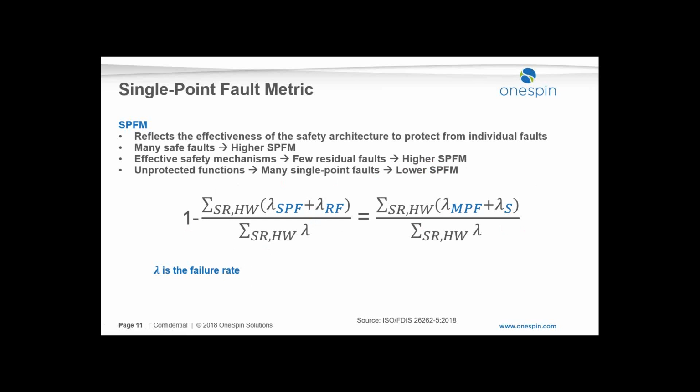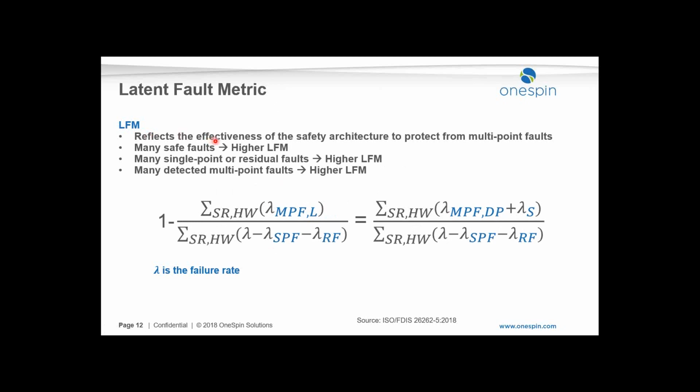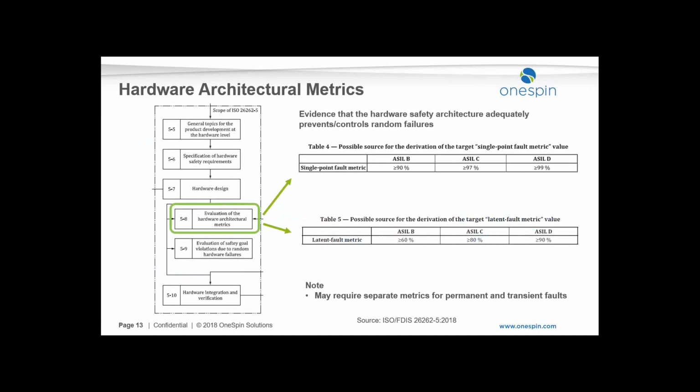And similarly for latent fault metric, the latent fault metric reflects the effectiveness of the safety architecture to protect from multi-point faults. And here, for example, if you have many detected multi-point faults, you're going to have higher LFM. The important point here is that this metric is important to account for the fact that you can have latent fault, and you want to assess how good your safety architecture is with respect to this type of faults.